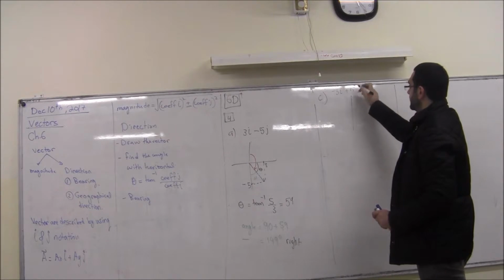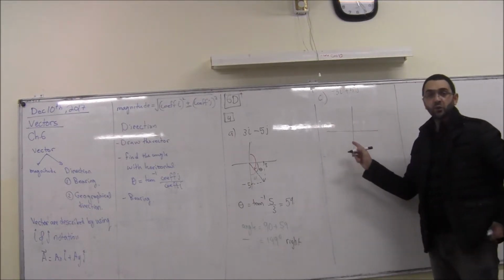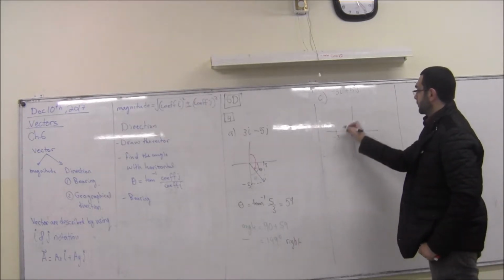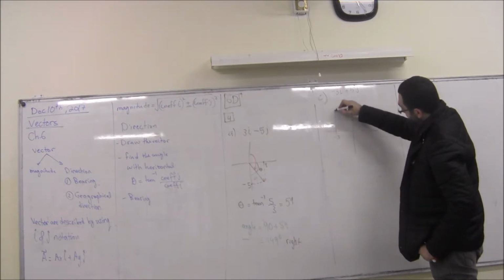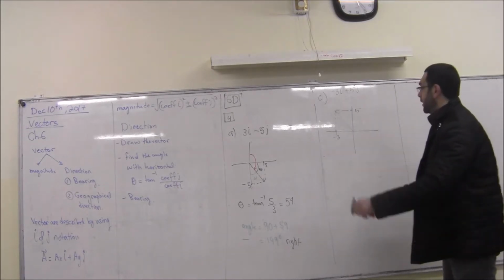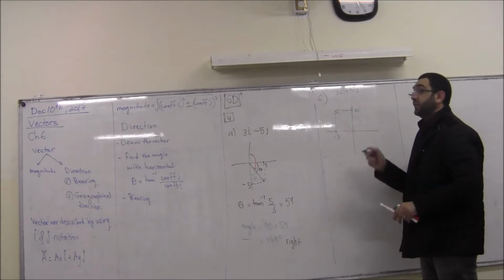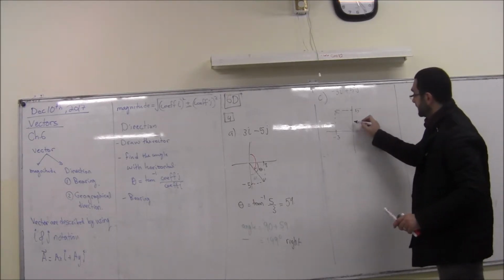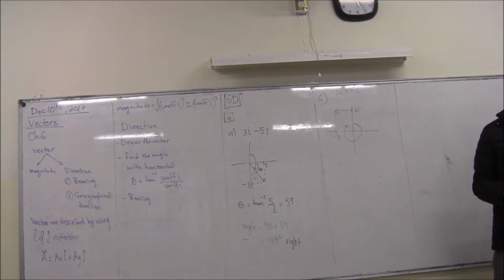Plus 5 again, guys. Look, I want you to pay attention here. Negative 3, this is negative 3; 5, this is 5. The vector is here. This is the desired vector. If we are asked to find bearing, I have to find all of this. This is the bearing.